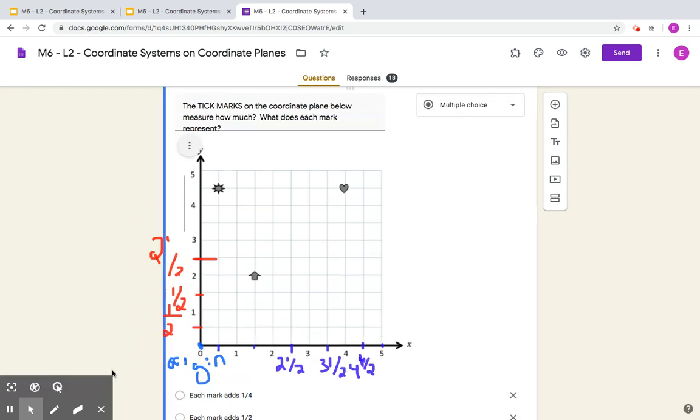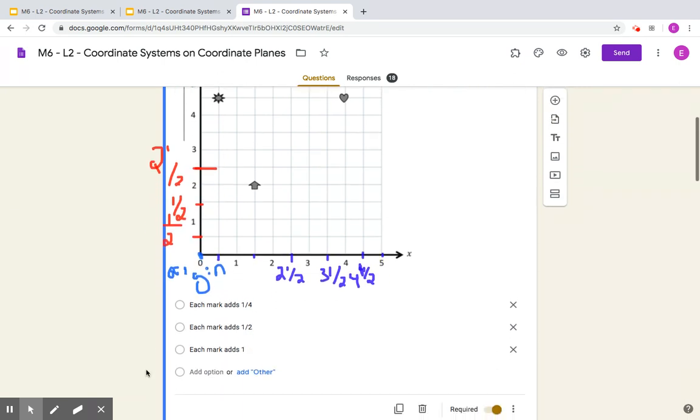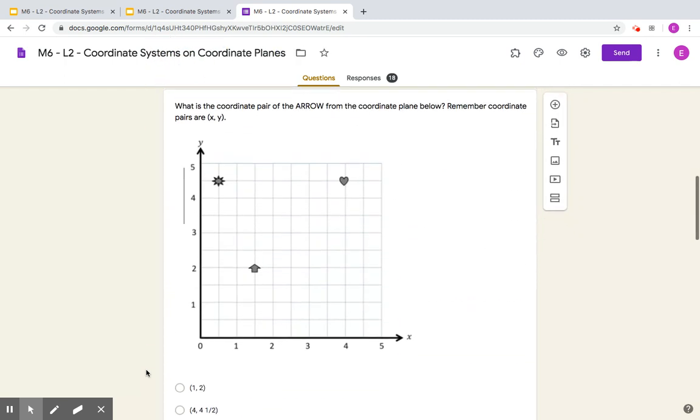I'd put my answer as 1/2, not 1/4, not 1 whole. So let's take a look at this one right here. You are asked to find the coordinate pair, meaning where it is located, for my arrow point on my coordinate plane below.